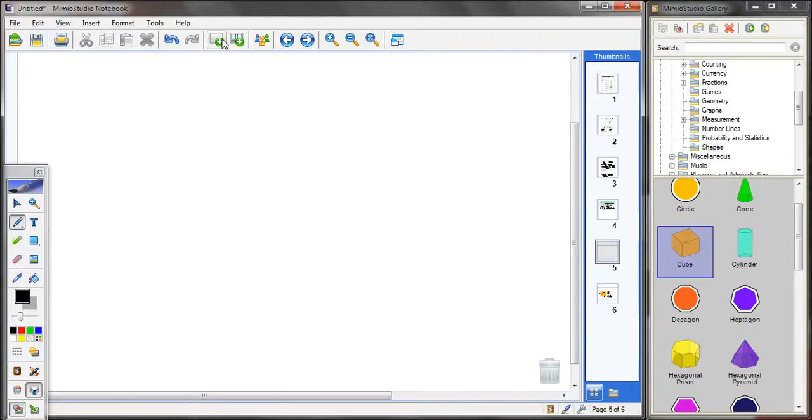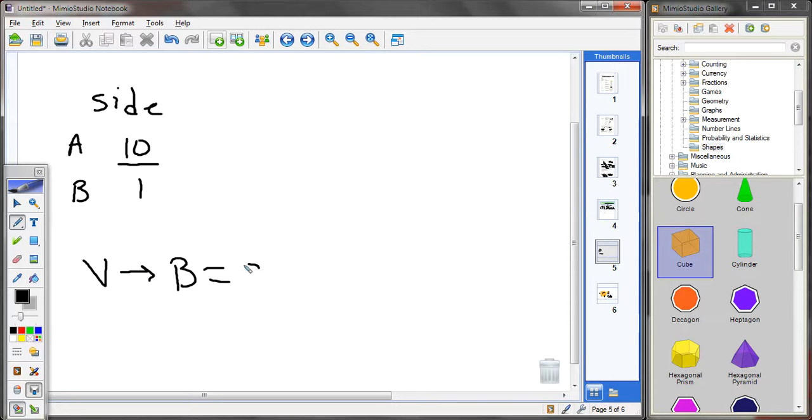Okay, I want you to try one on your own. Okay, somebody give me a side ratio. 10. 10 to 1? Sure. All right, 10 to 1. I'm going to tell you that this is prism A, this is prism B. We're going under the assumption that the two prisms are, what's the word I'm looking for? Similar. Similar. Okay, I'm going to tell you the volume of prism B is 8 cubic centimeters. I want you to find the volume of A.